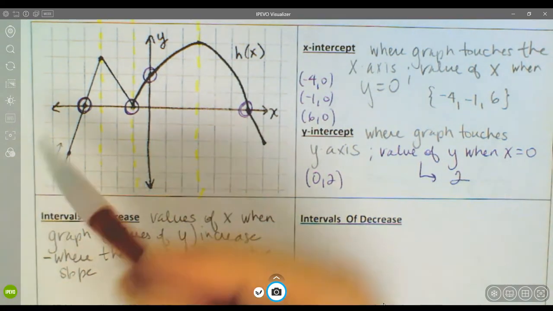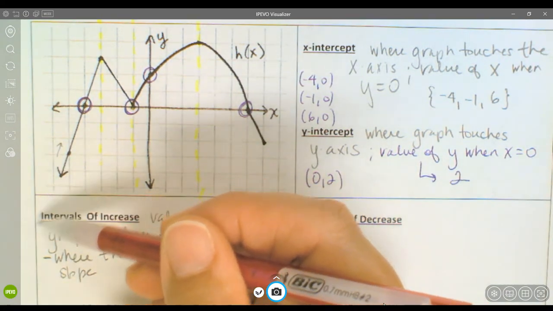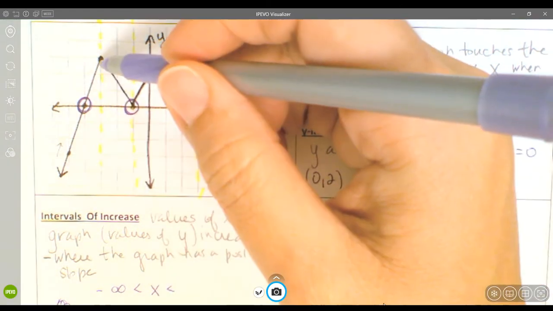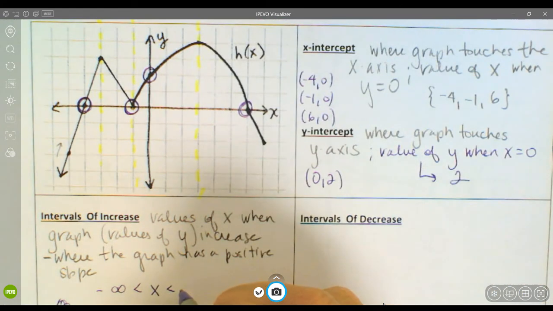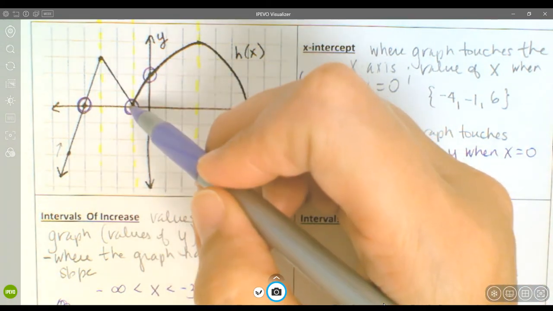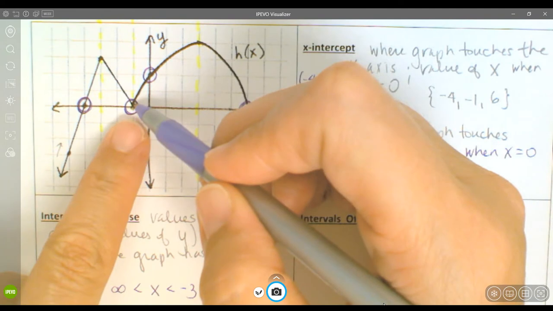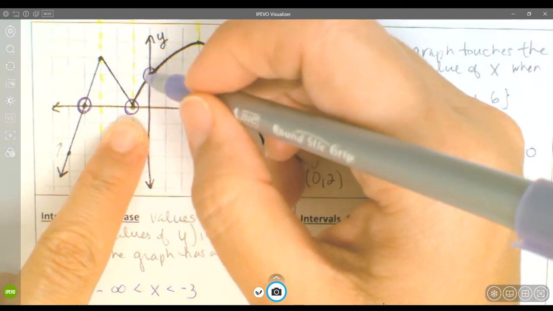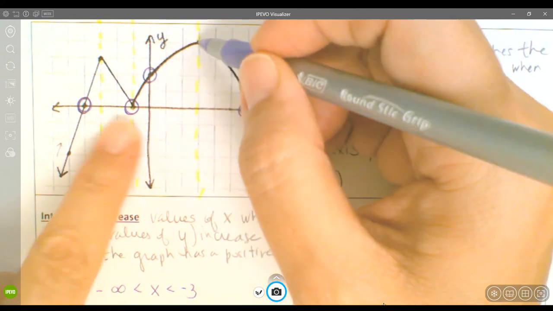So it looks like for this graph, we're increasing here. And notice that the x-coordinate gets smaller. So for this particular graph, we're going to go from negative infinity to, 1, 2, 3, to -3. That's where we increase. Then we decrease. Then we're going to go up again from x equals -1 to x equals 3.